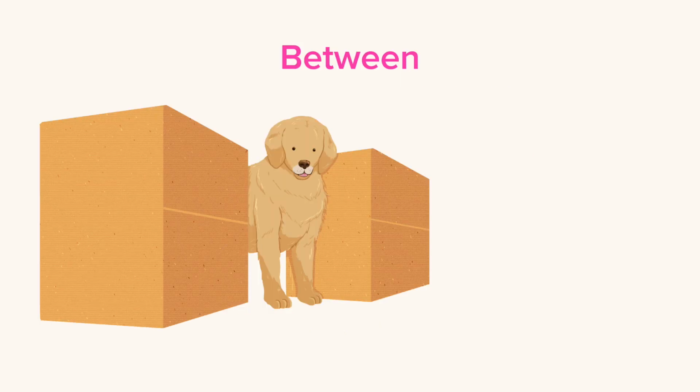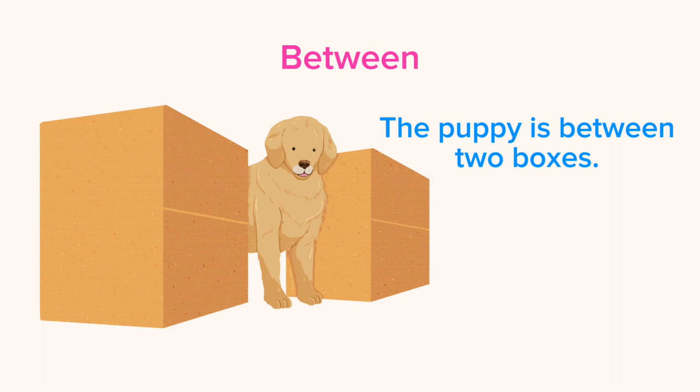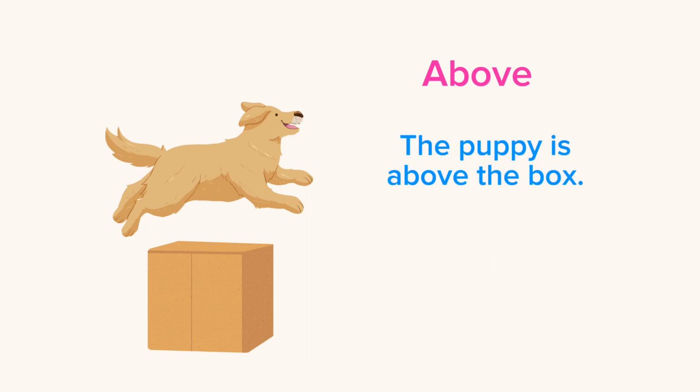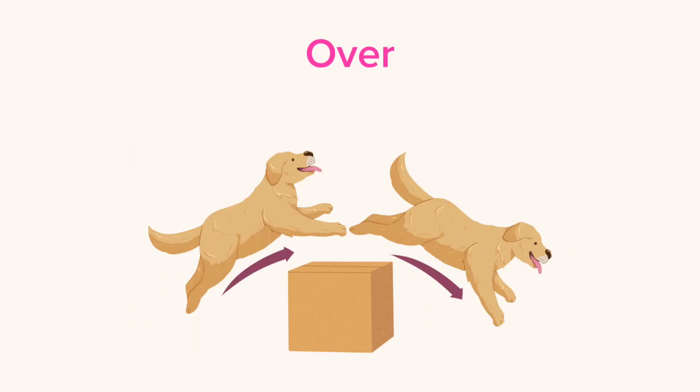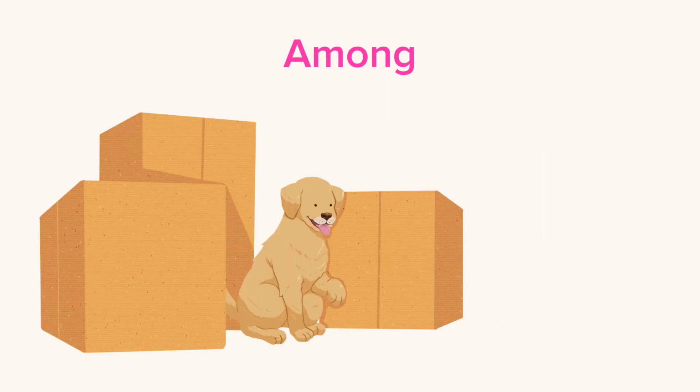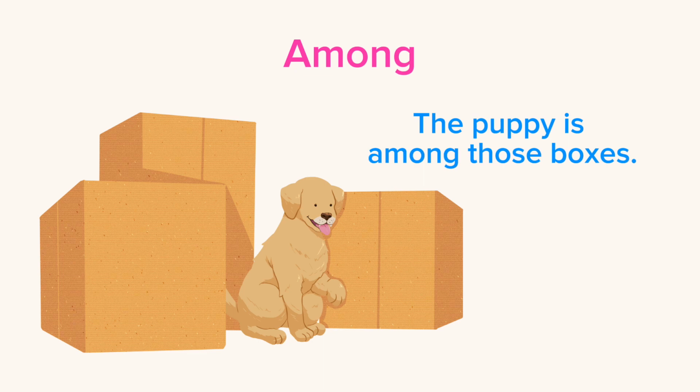Between. The puppy is between two boxes. Above. The puppy is above the box. Over. The puppy leaps over the box. Among. The puppy is among those boxes.